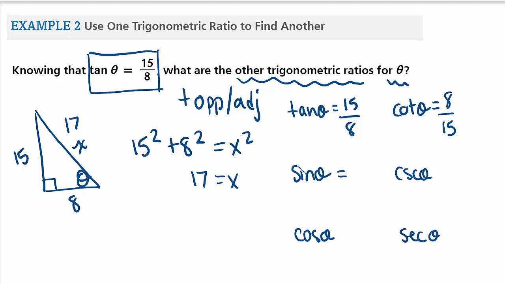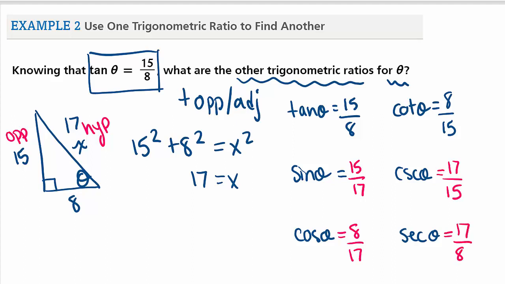So sine is opposite over hypotenuse. Opposite is 15 and hypotenuse is 17. So we have 15 over 17. Therefore, cosecant is 17 over 15 by taking the reciprocal. Cosine is adjacent, which is 8, over hypotenuse, which is 17. So secant is 17 over 8. Now we have found the other 5 trigonometric ratios.